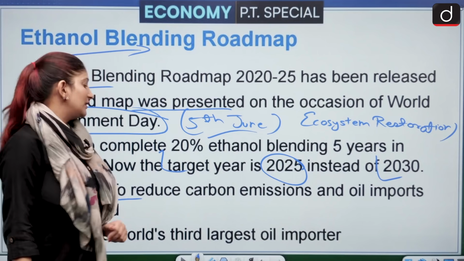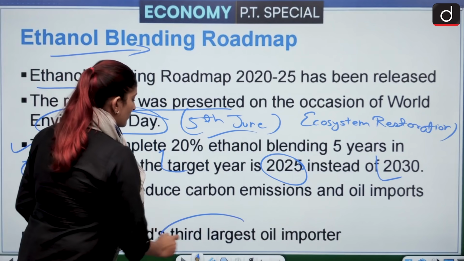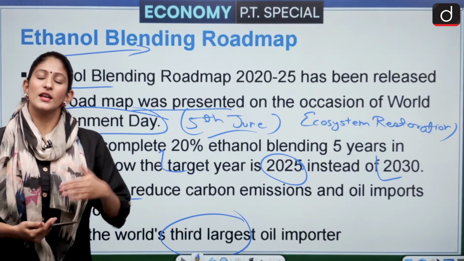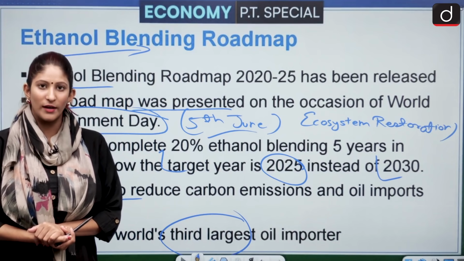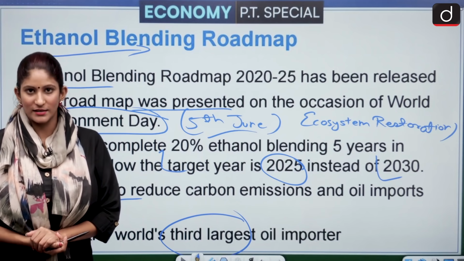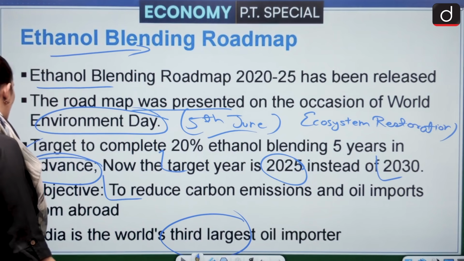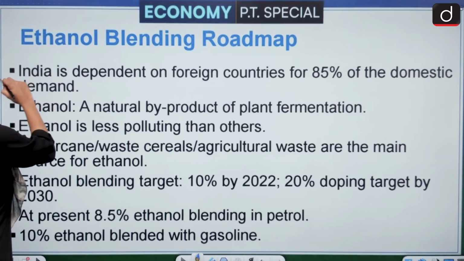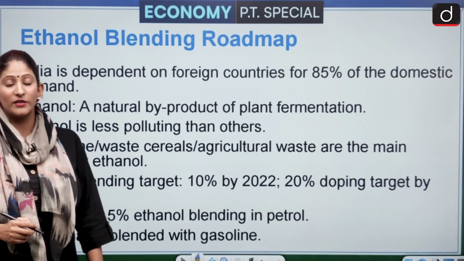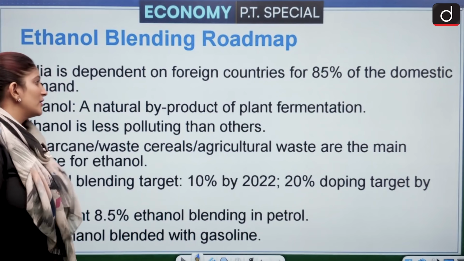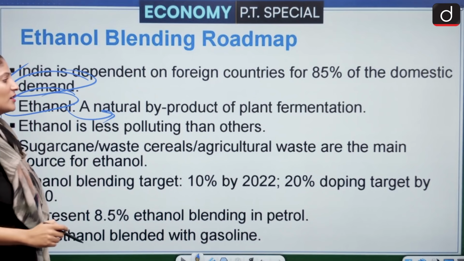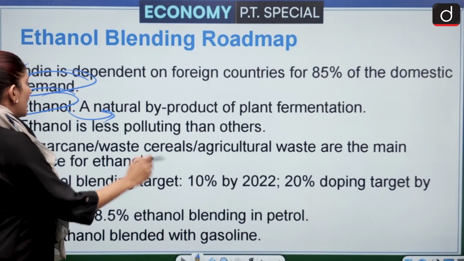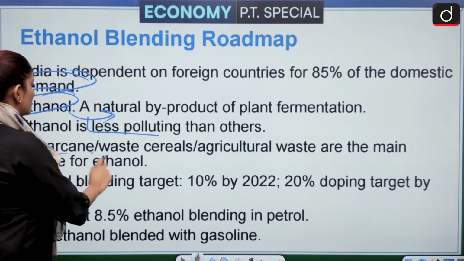Also, India is the third largest importer of oil, and in order to become an Atmanirbhar Bharat in the field of oil, independence in the oil sector, this is also a step in the right direction. India is dependent on foreign countries for 85% of domestic demand of oil, and ethanol is a natural byproduct of plant fermentation and is less polluting than others.